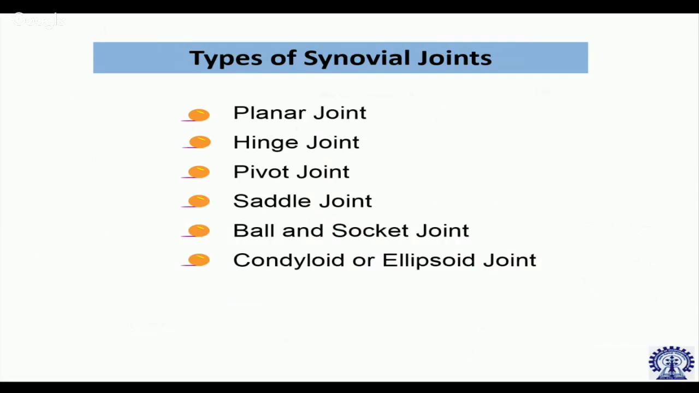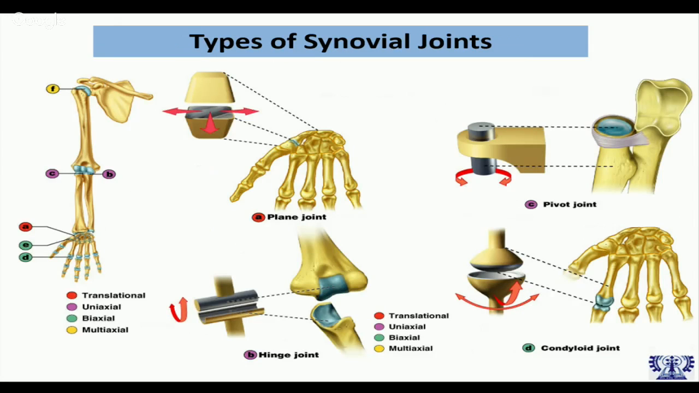As I was telling you, by analogy with mechanical joints, we have several types of synovial joint: planar joint, hinge joint, pivot joint, saddle joint, ball and socket joint, and condylar or ellipsoid joints. Some of the examples are listed here. Typically a knee joint is a hinge joint, and the elbow joint is another hinge joint. We have a ball and socket joint in the shoulder, so this is moving, you can see the rotation, and also the hip is a ball and socket joint.